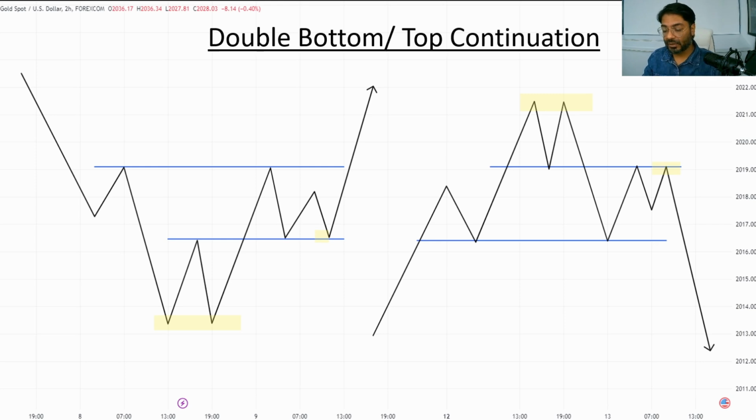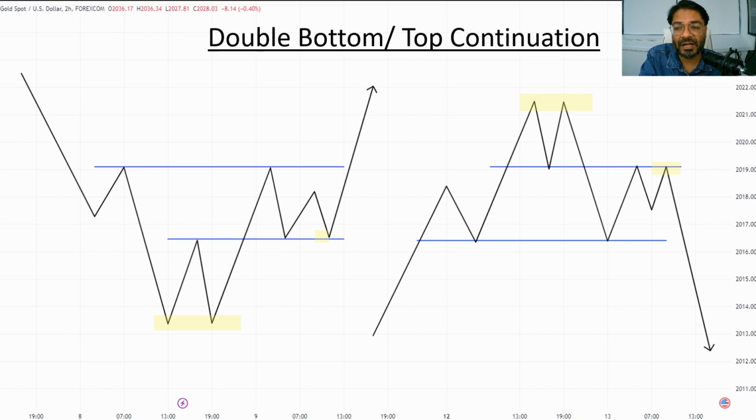All right, so let's start the topic of double bottom and double top continuation. As I have taught you in the other sessions, different topics, this topic is also very important to understand. See, as you see, double bottom and double tops.